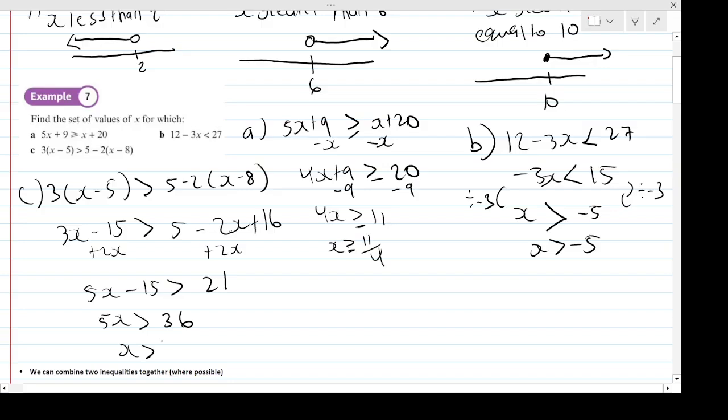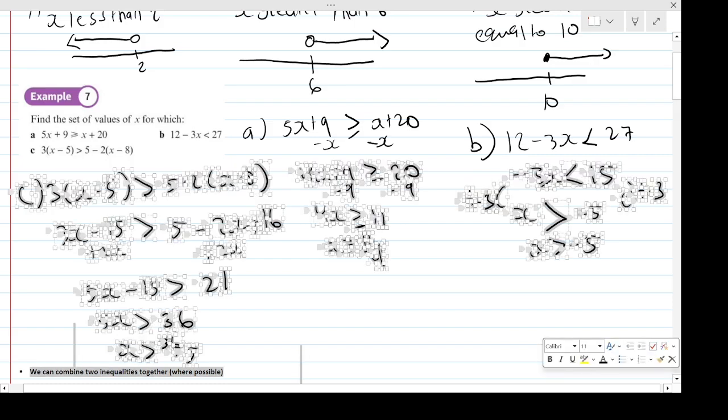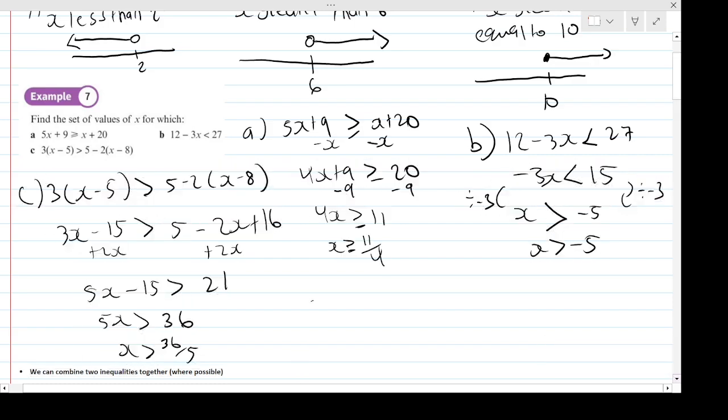Then x is greater than 36 over 5, which I believe simplifies, does it? No, it doesn't. That's really it. Okay, that's the final answer then. x greater than 36 over 5. Cool. There we are. So hopefully nothing too troublesome there. Just solve it like an equation, right?